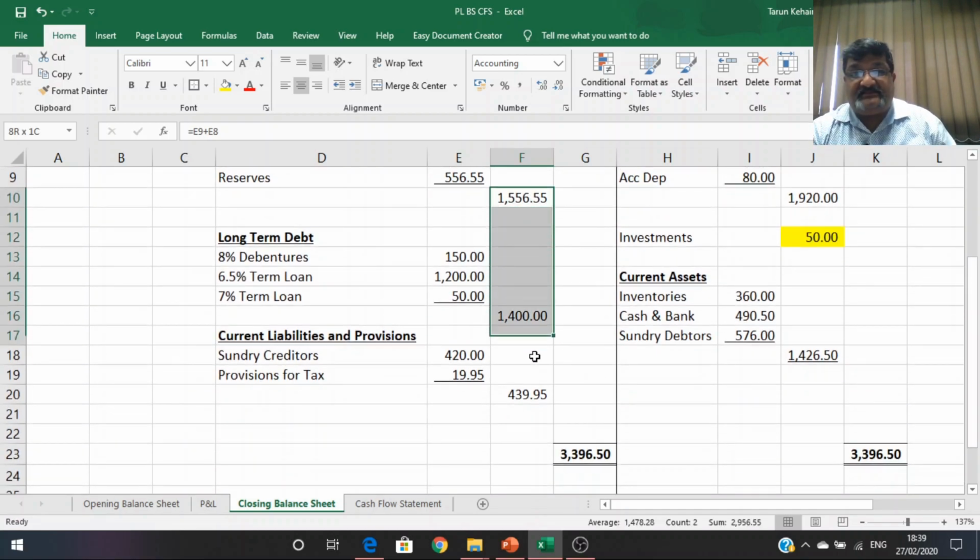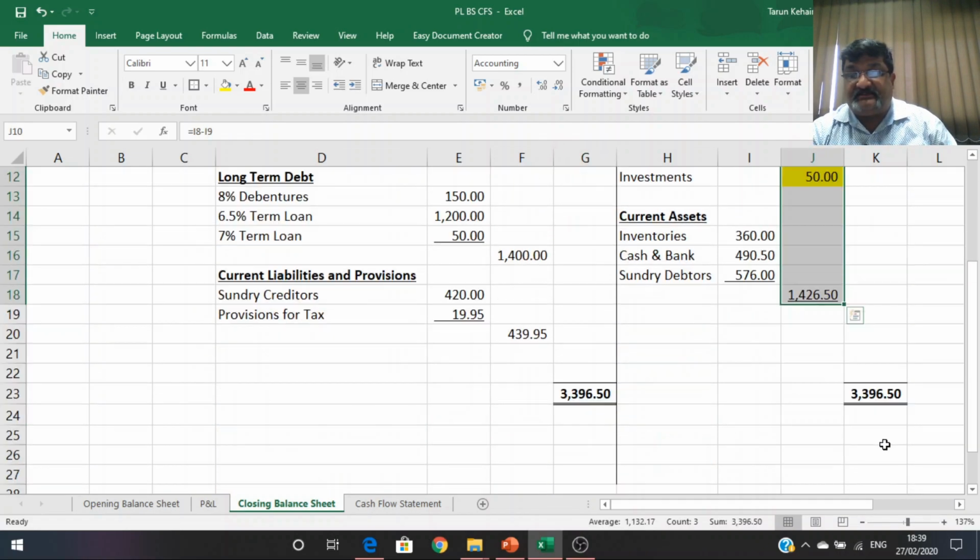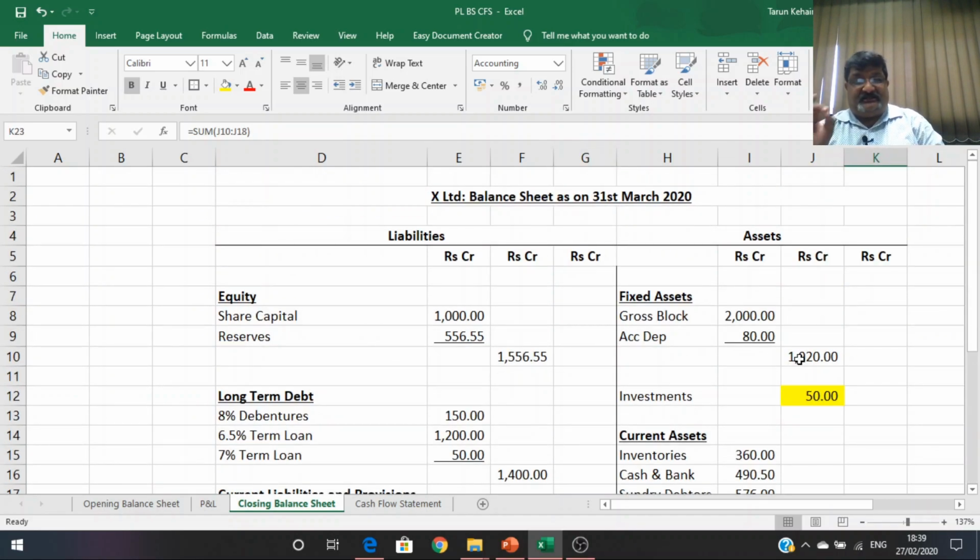Now, if you add these items as a part of liabilities, it comes to 3396.5. Add these as a part of your assets, it comes to 3396.5. So if you look here, the sum of the liabilities is equal to the sum of the assets, which means your balance sheet is absolutely correct. So that completes two important financial statements, the P&L and the balance sheet.